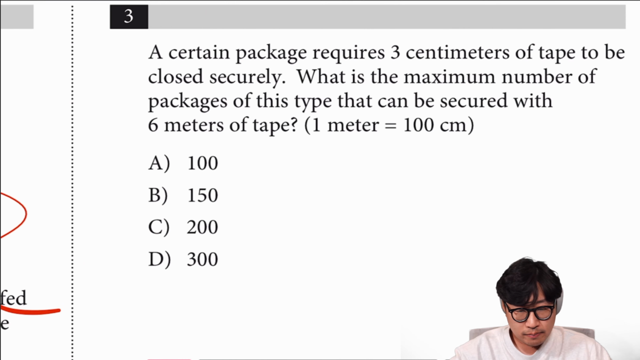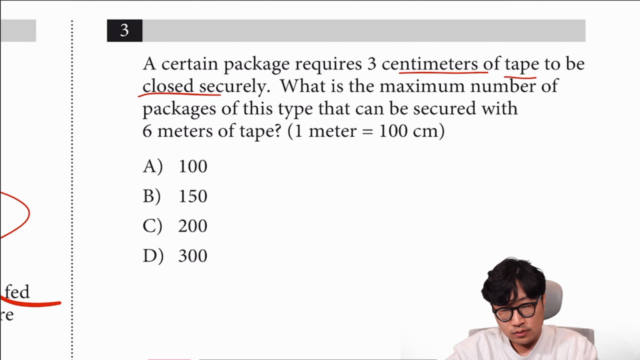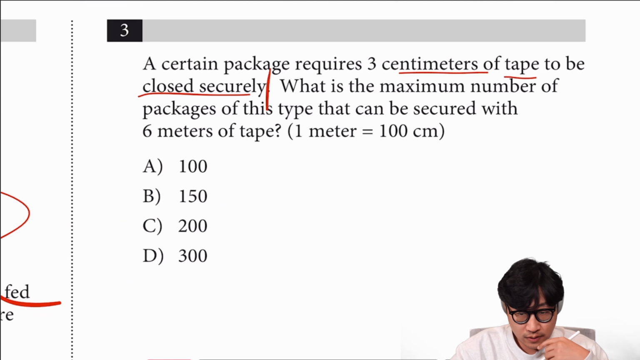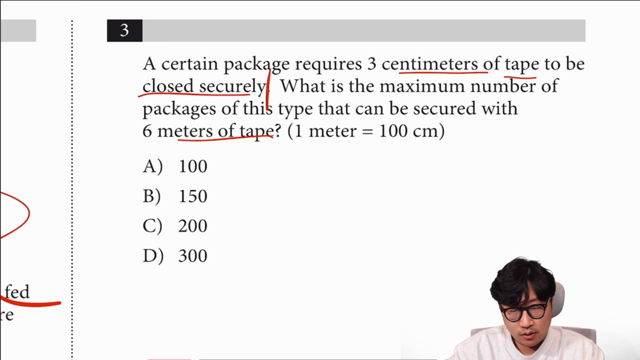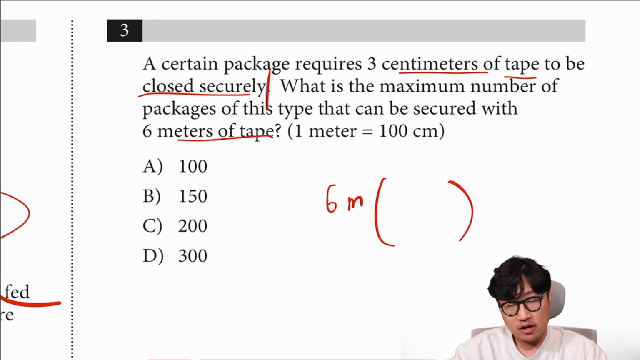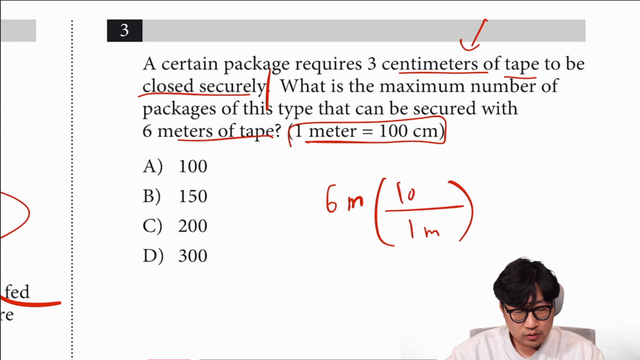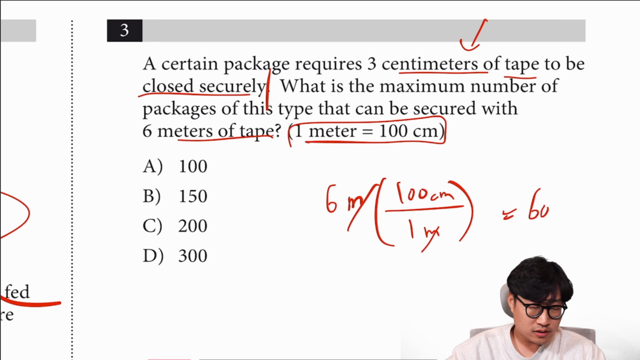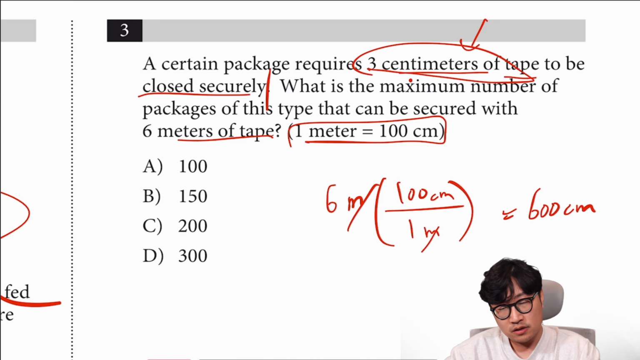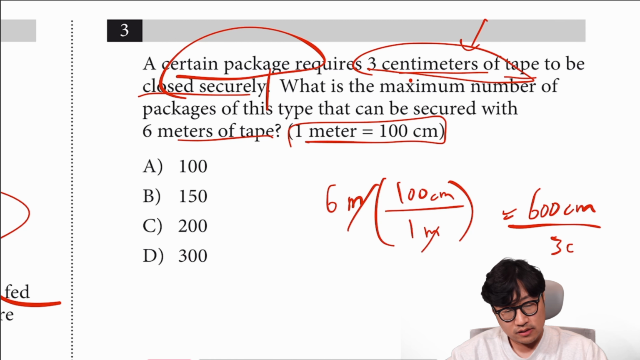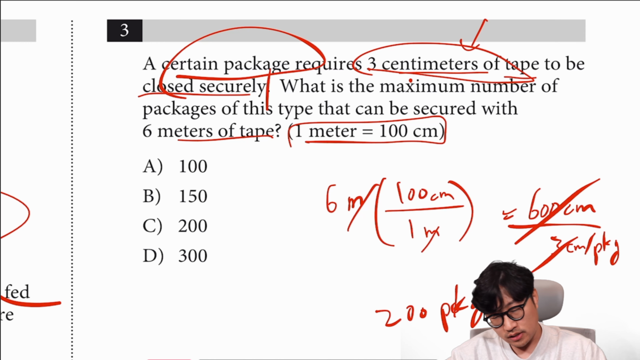Number 3, a certain package requires 3 centimeters of the tape to be closed securely. What is the maximum number of packages of this type that can be secured with 6 meters of tape? So if you think about 6 meters, first of all, we might want to go ahead and convert that into centimeters because it is 3 centimeters per each package. So it says 1 meter is 100 centimeters. Y'all should really know this, but anyway, they give it to you: 600 centimeters. Well, if it's 3 centimeters for each package, just divide that by 3 centimeters per package. Then if you divide, that'll give you 200 packages, which is answer choice C.